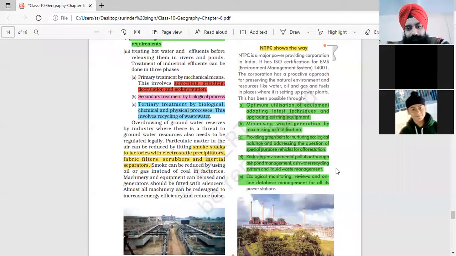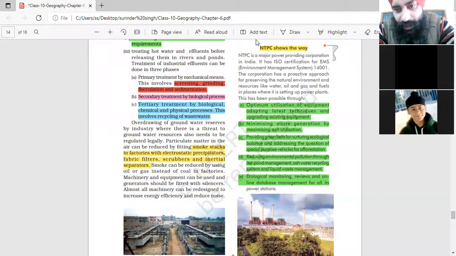Second, height of chimneys. And third, smoke emitting industries should be located away from the settlement areas, far away from the settlement areas. Clear? This was our chapter, manufacturing industries. Now the question answers.